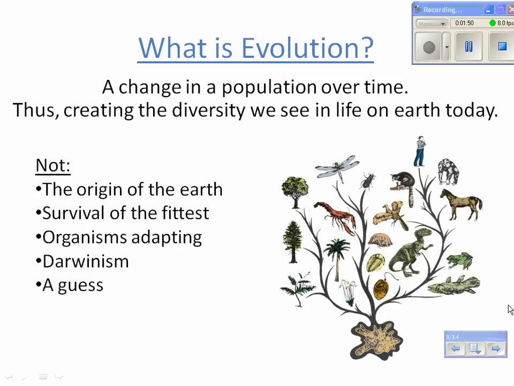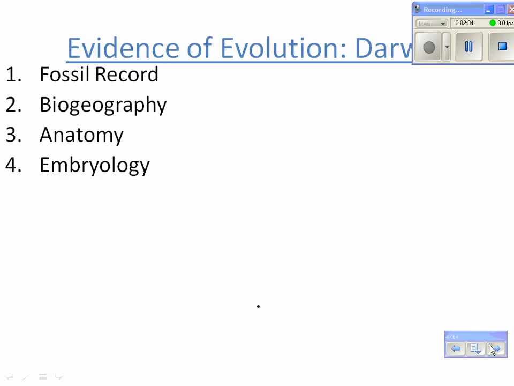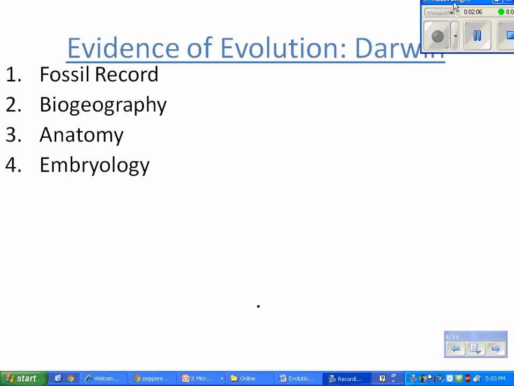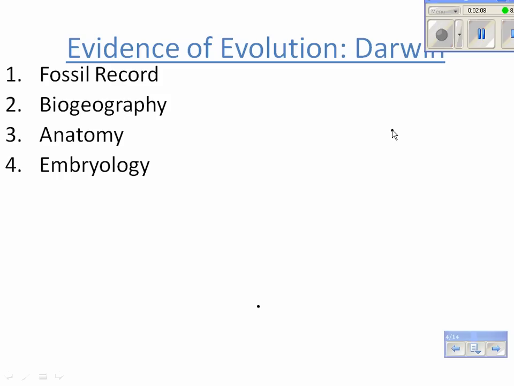So now, what is evolution? It's a change in a population over time. So evolution has created the diversity of life that we see on Earth today. Alright, so now evolution is a theory, so we'll go over first the types of evidence that support it.